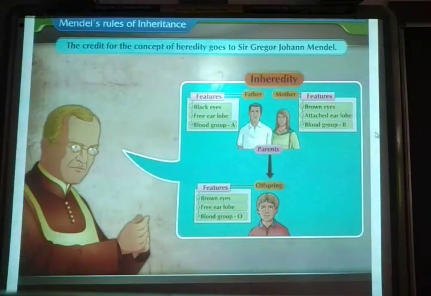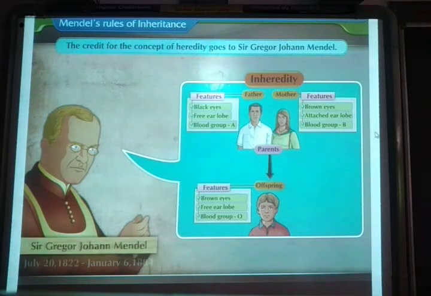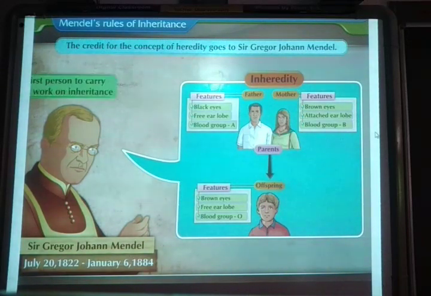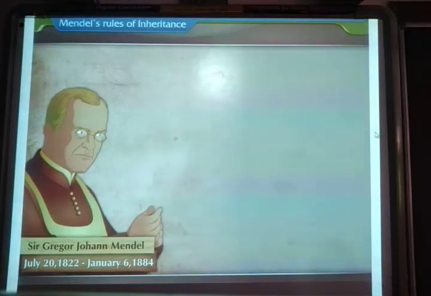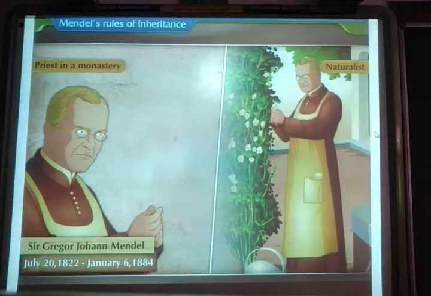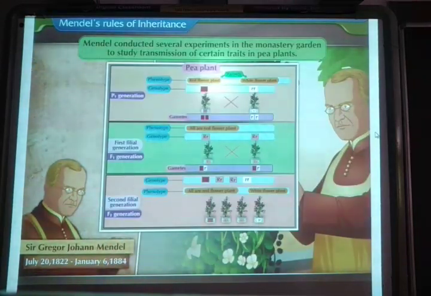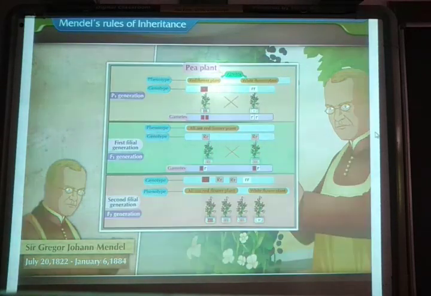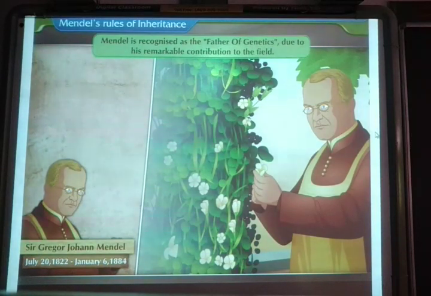The credit for the concept of heredity goes to Sir Gregor Johann Mendel, who was the first person to carry out work on inheritance. Mendel was not only a priest in a monastery but also a naturalist. He conducted several experiments in the monastery garden to study transmission of certain traits in pea plants. He is now recognized as the father of genetics due to his remarkable contribution to the field.